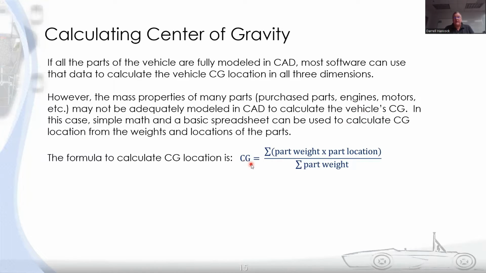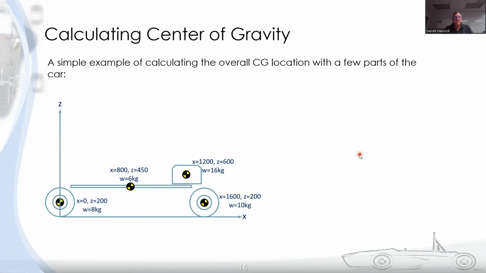So the center of gravity of the vehicle is the sum of all the part weights times their location divided by the sum of the weights. So you would actually do this calculation 3 times, once in X, once in Y, and once in Z. But it's obviously a very straightforward calculation. All you need to know is how much your parts weigh and where their center of gravity is located in the vehicle frame of reference.